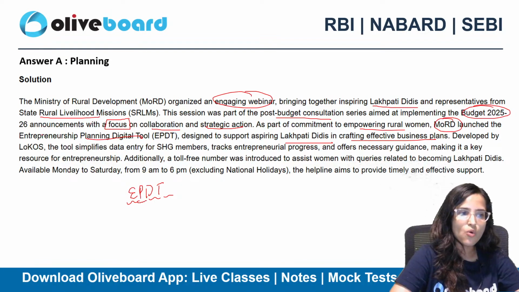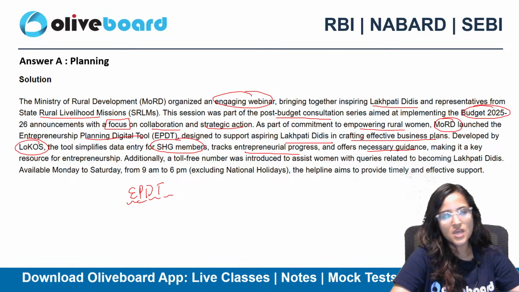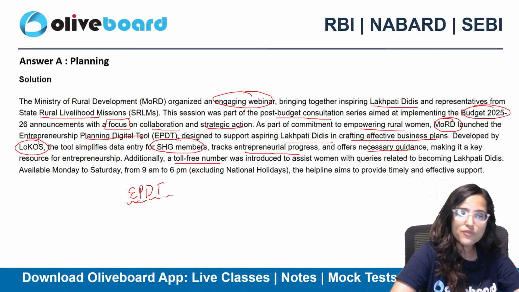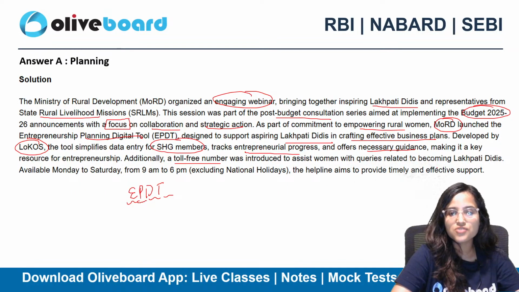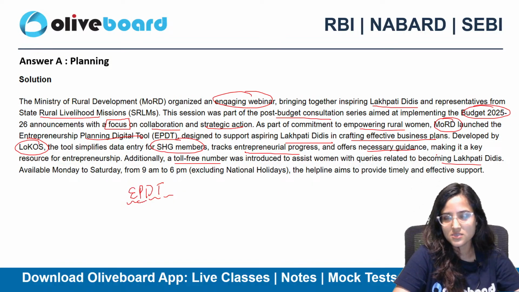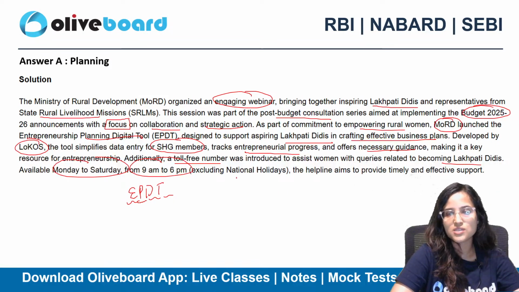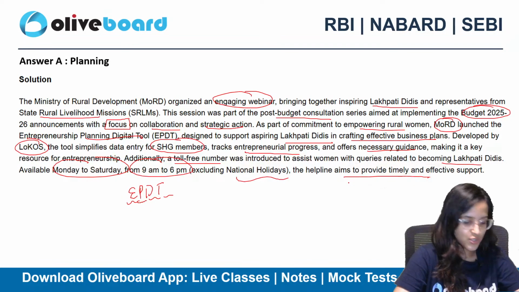This is developed by Locos. The tool simplifies data entry for SHG members, tracks entrepreneurial progress, and offers necessary guidance, making it a key resource for entrepreneurship. Additionally, a toll-free number was also introduced in order to assist the women with queries related to becoming Lakpati Didis. Available Monday to Saturday from 9 a.m. to 6 p.m. excluding national holidays, the helpline aims to provide timely and effective support.